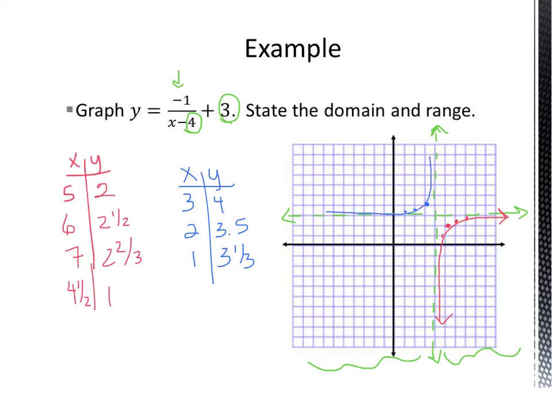and come up here. Now, I might have skipped this on the last one, but it does ask for domain and range. So domain is all real numbers except what? Except 4, because that's where my asymptote is. The range is all real numbers except 3, because that's where that asymptote is.